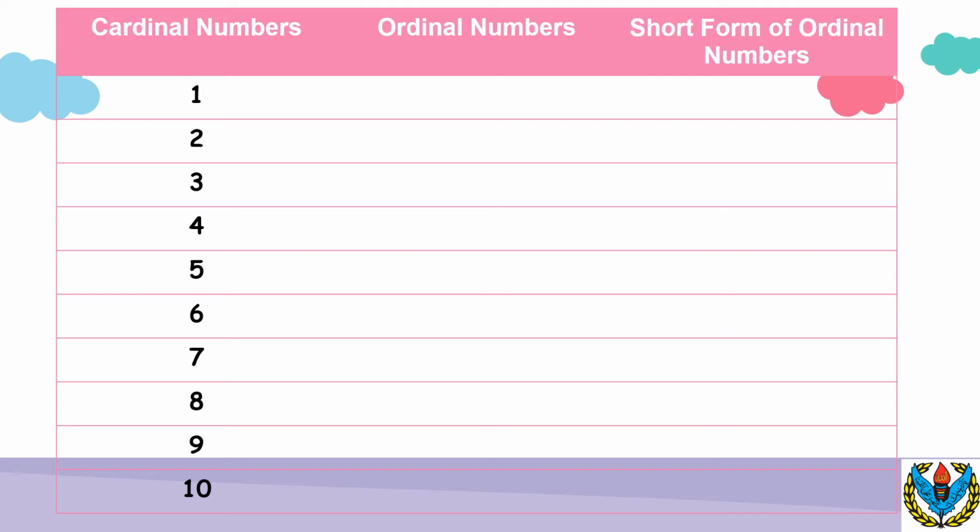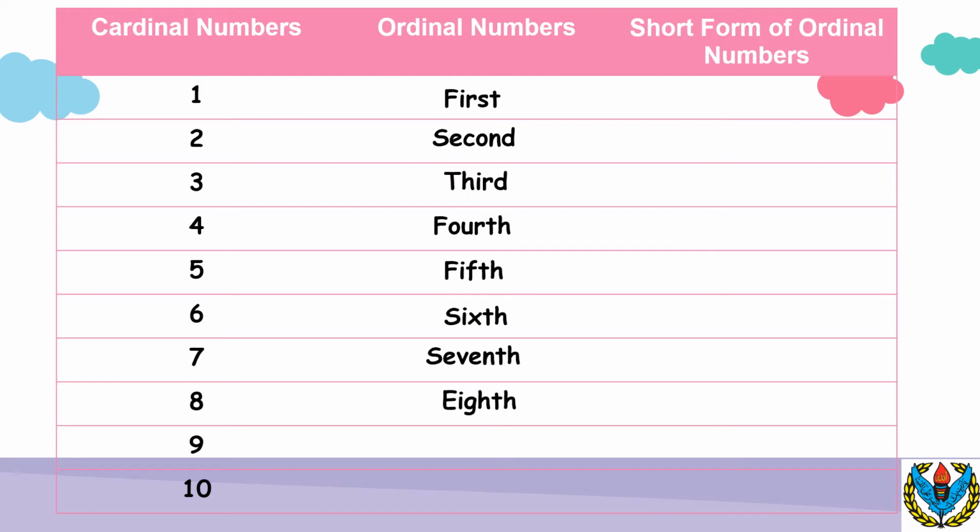For cardinal number 1, the ordinal number will be first. For 2, it will be second. For 3, it will be third. For 4, it will be fourth. For 5, it will be fifth. For 6, it will be sixth. For 7, it will be seventh. For 8, it will be eighth. For 9, it will be ninth. And for 10, it will be 10th.